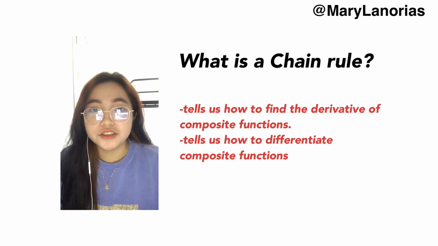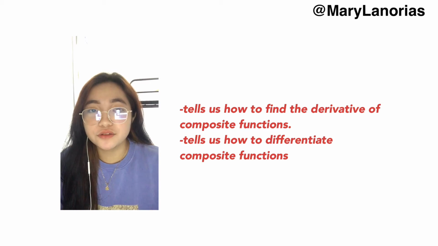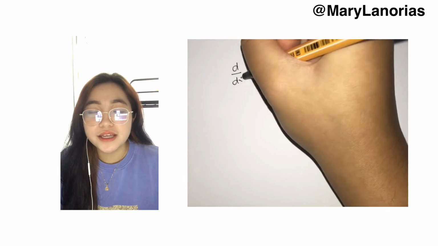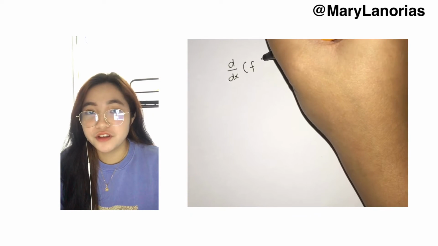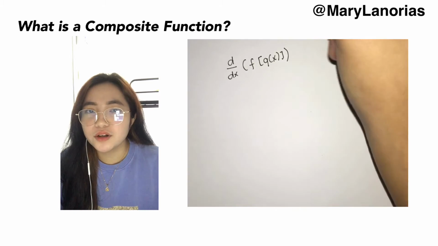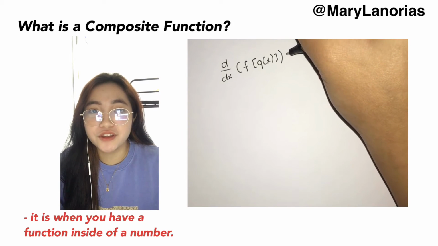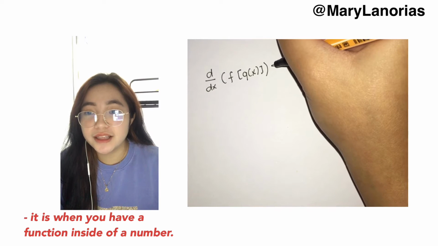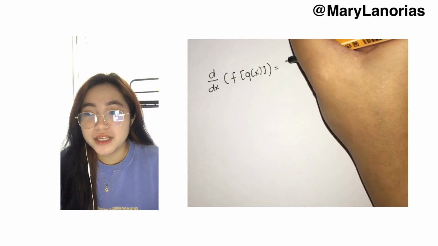What is a chain rule? A chain rule tells us how to find the derivative of a composite function, and at the same time, it tells us how to differentiate composite functions as well. So the first form that we need to be familiar with is the derivative of the composite function f of g of x. So what is a composite function? A composite function is when you have a function inside of a function. And notice that g is inside of f, which makes it a composite function.